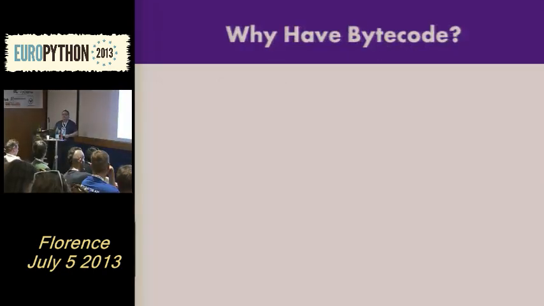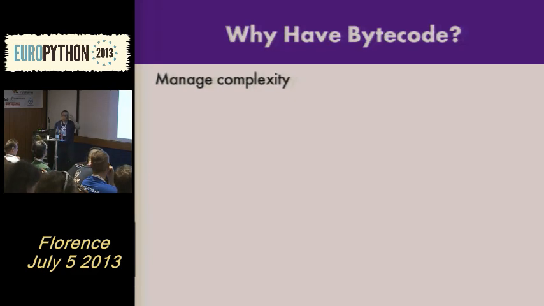Now, why have bytecode at all? The answer here is really simple. This just helps you to manage the complexity when you're writing an interpreter. This is a very standard paradigm for writing an interpreter. Everybody uses it. Ruby uses it. PHP uses it, although its bytecode is crazy. Every interpreter for Python has some form of bytecode or another.